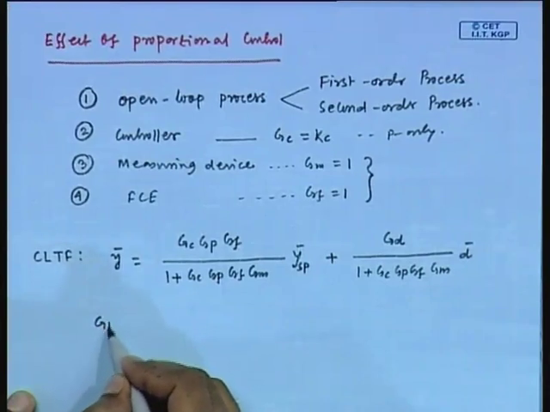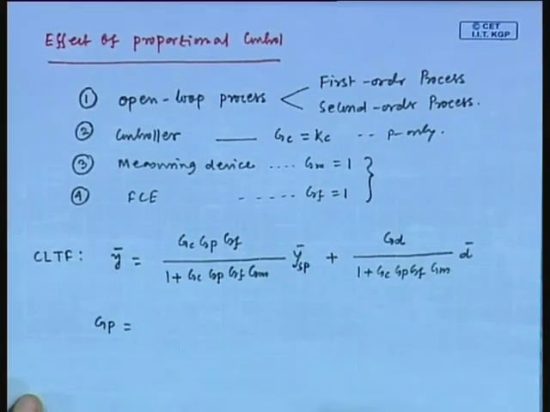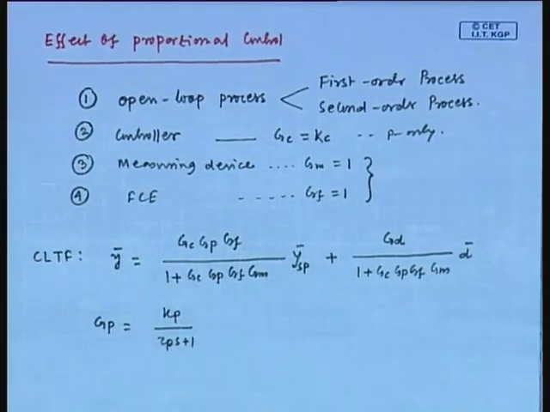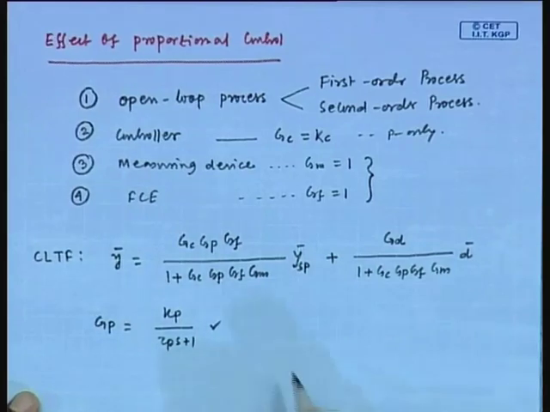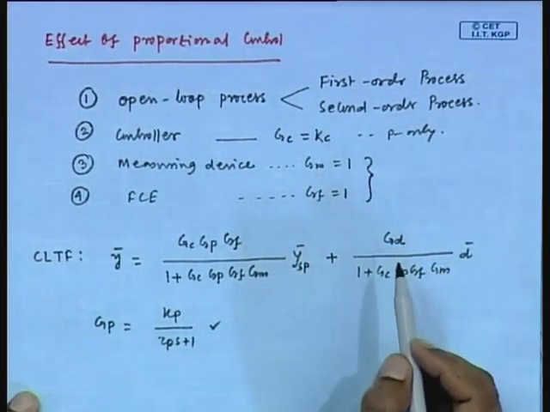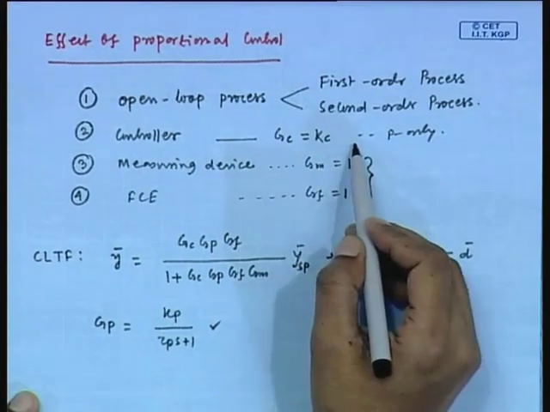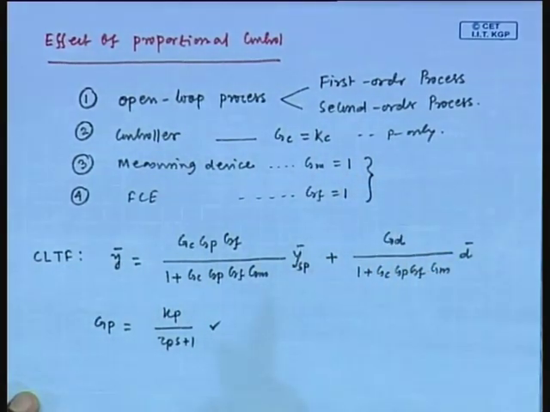Now, in this closed loop transfer function, we need to substitute the individual transfer functions. Like for the process, it is mentioned that first we will consider first order process, that means GP equals KP divided by tau P s plus 1. For a first order process, this is the transfer function. Now, if we substitute the transfer function GP, GC equals KC, GF and GM equal to 1, then we will get the closed loop transfer function for this example system.